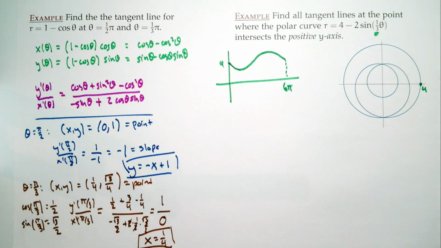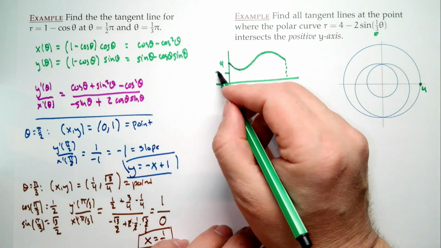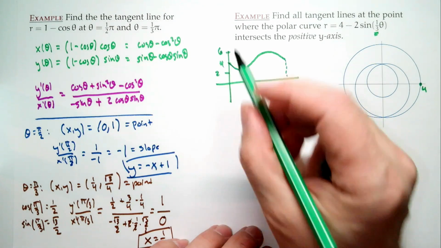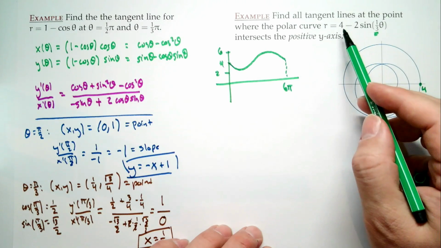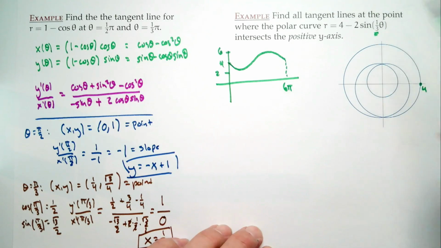Now, there's a few things that are working in our favor. The value for r is always going to be in between 2 and 6. And where that 2 and 6 is coming from is I have 4, and this other part, the sine of 1/3 theta, can be at most 1 or negative 1, which says I can go at most either up by 2 or down by 2. So that says I'm between 2 and 6. So this is going to be very, very helpful for us.